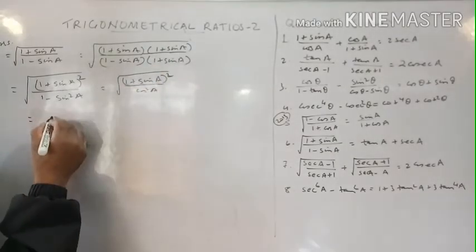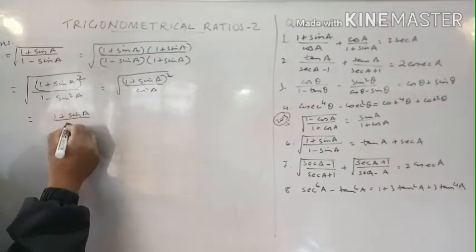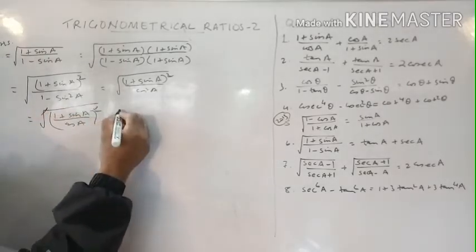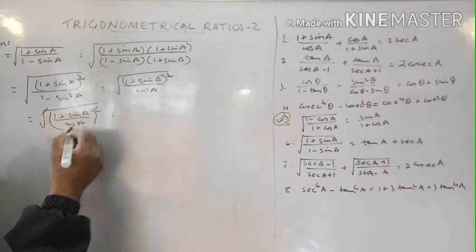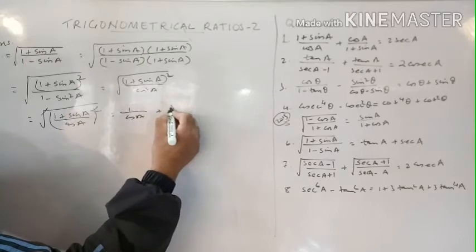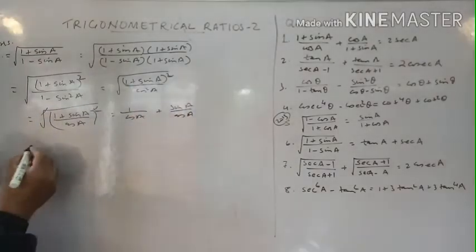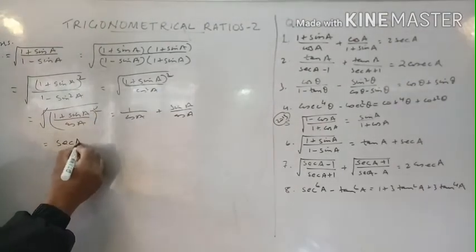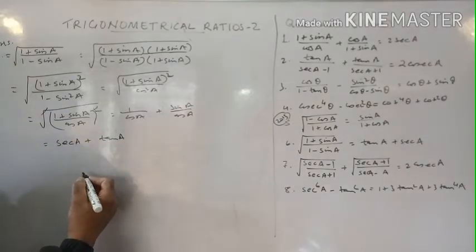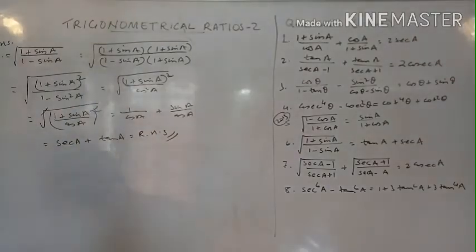So we write within 1 whole square, (1 plus sin A by cos A) whole square, and this will cancel here, so we get 1 plus sin A by cos A. But there are two terms, so we separate: 1 by cos A plus sin A by cos A. If there are two terms, then you have to separate here. So 1 by cos A is sec A, and sin A by cos A is tan A. So we got sec A plus tan A, or tan A plus sec A is the same thing. So RHS. So it is proved.